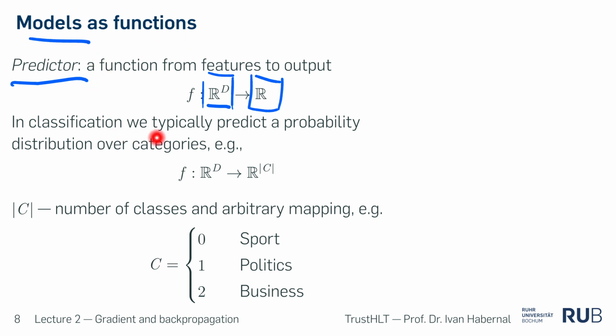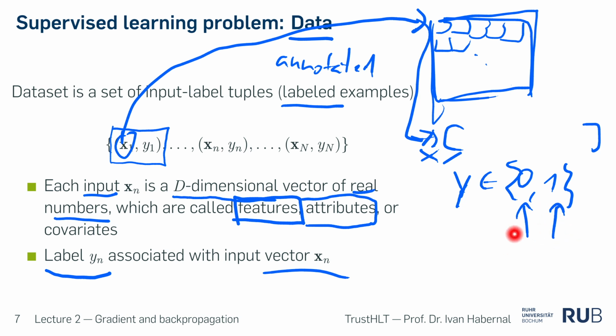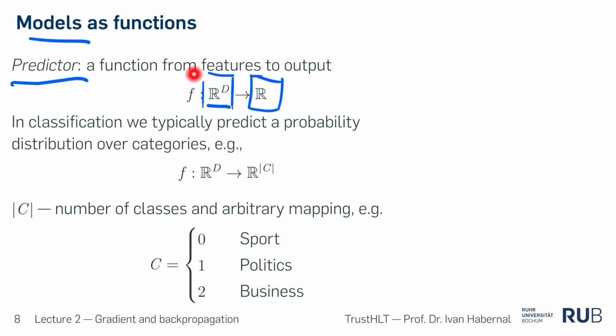We'll come to that. So here we call it a predictor or a model. It's a function, and if we have just a single output like a binary, then this would be a real number. So this is just a single number. We might be actually interested in, for example, multi-class classification where we have different classes. For example, we want to classify a document into sports, politics, or business. So we have 3 classes. So we're going to model this as a vector of real numbers of the size of the number of classes.